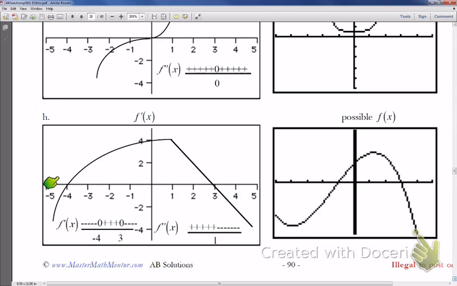Turning points. Remember that turning points come from zeros of the first derivative. So I have a 0 at this x value. What's this x value? -4. So notice that here at -4 I have a zero on the derivative, which means that here at -4 I should have a turning point.